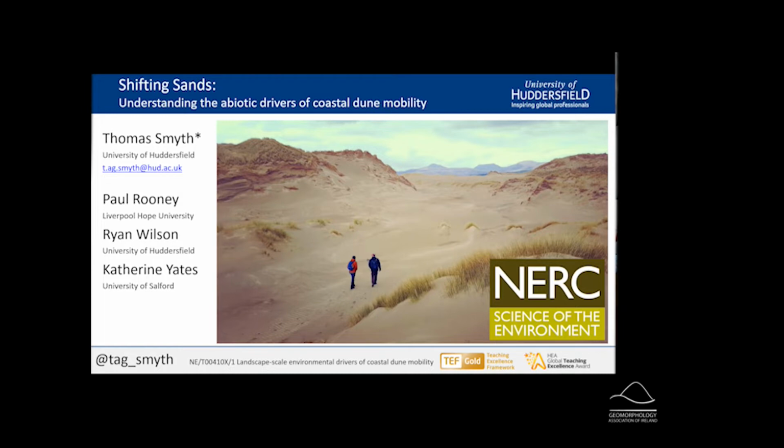So today I'm going to be looking at shifting sands, and particularly what are the abiotic factors. So what are those physical factors that are driving coastal dune mobility? So this is a highly mobile dune that you can see here at Morfa Dyffryn, and it's an example of the very mobile dunes that we have here in the UK.